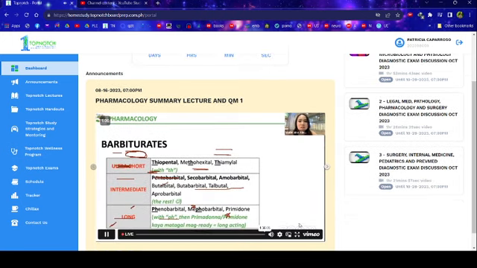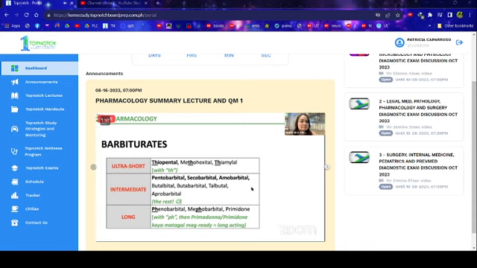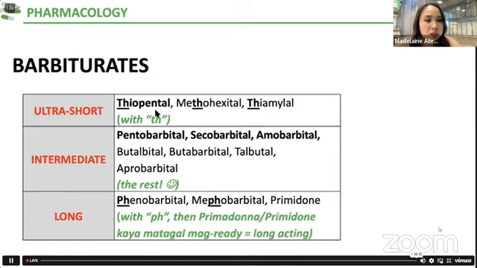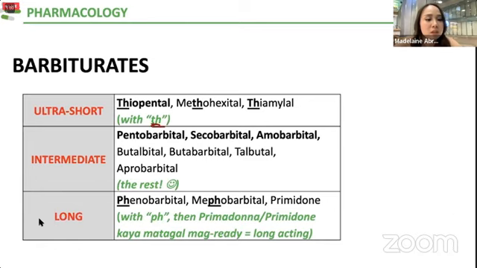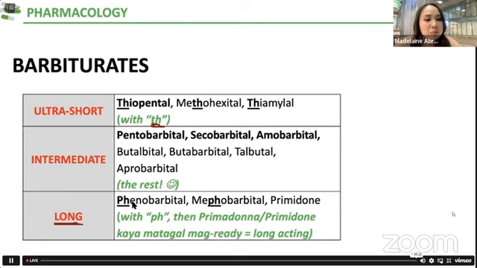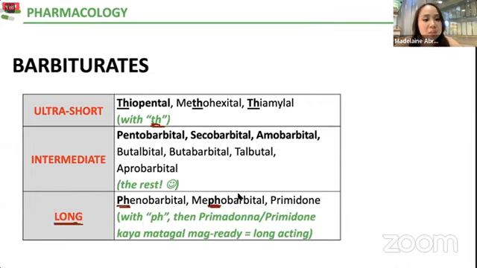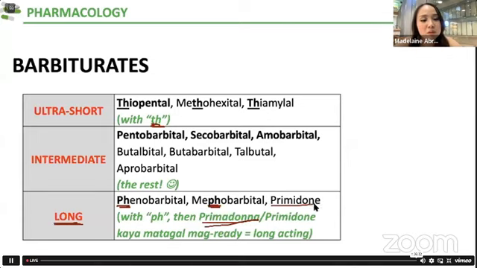So, briefly, let's discuss your CNS drugs. So, mnemonic natin dito for barbiturates para malaman niyo yung duration of action. So, may TH, no? Thiopental, methohexital, ultra short. Then, yung long-acting, yung may PH. So, pilit, pero madali siyang tandaan. So, PH. Tapos, primadonna, kaya matagal mag-ready. So, si primidone, long-acting.